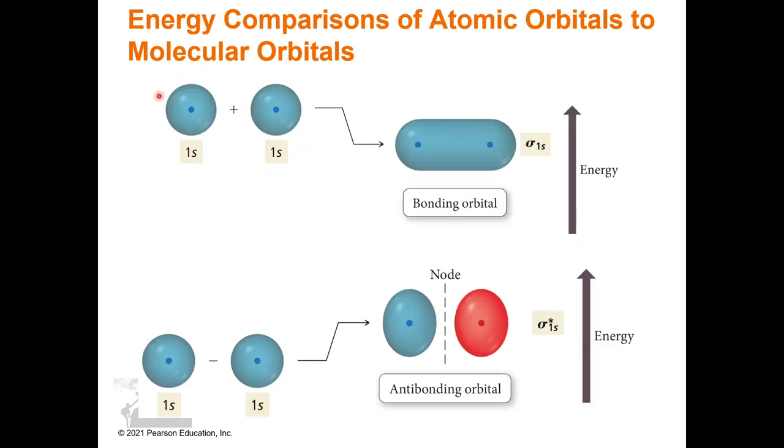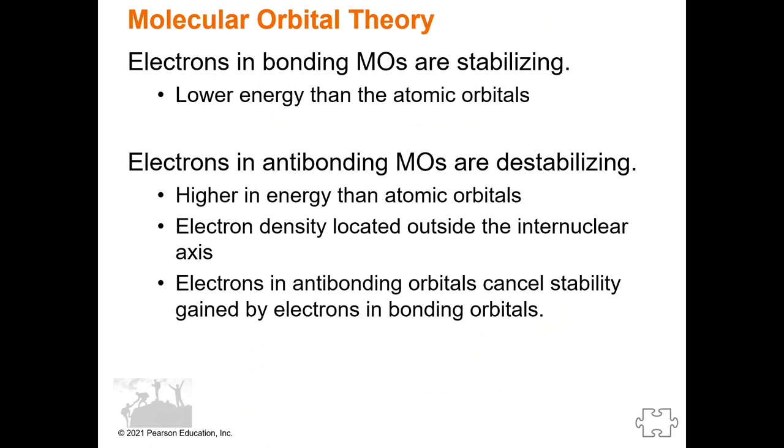You can see that when two atomic orbitals combine constructively, the resulting molecular bonding orbital is lower in energy. When the atomic orbitals combine destructively, the antibonding orbital is higher in energy. So this antibonding orbital would make the bond more unstable. We're always going to have electrons in bonding molecular orbitals. We might have electrons in antibonding molecular orbitals. It all depends on how many valence electrons we're working with. So if we have a large enough number of antibonding electrons, then the bond becomes more unstable, and it's more likely that molecule will not exist.